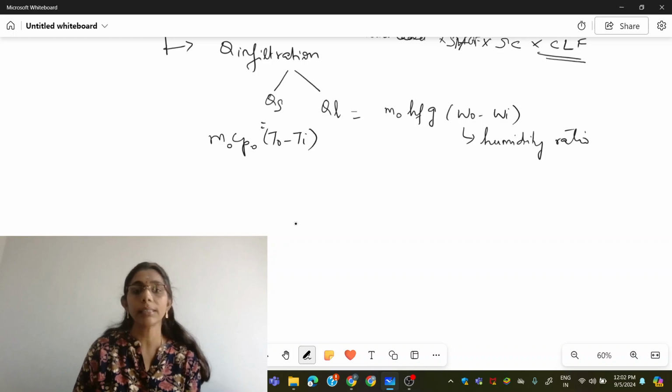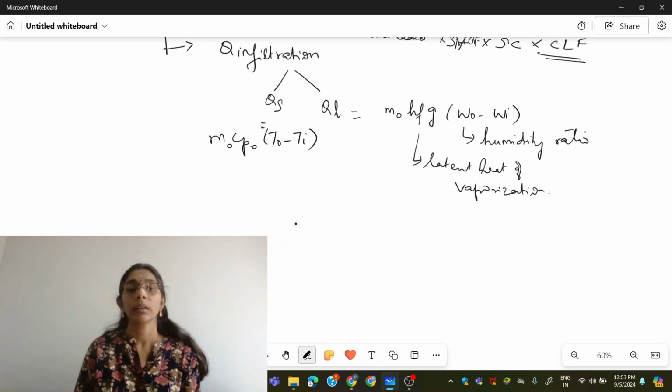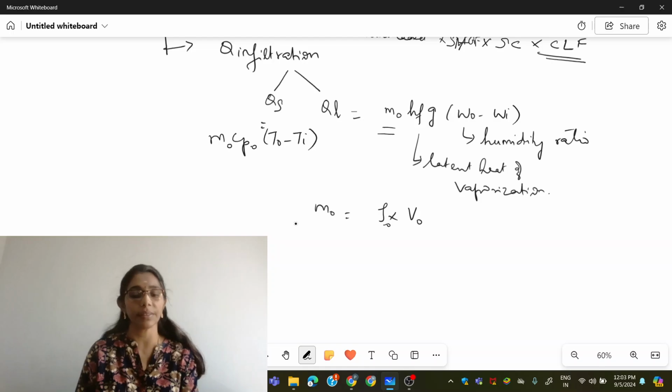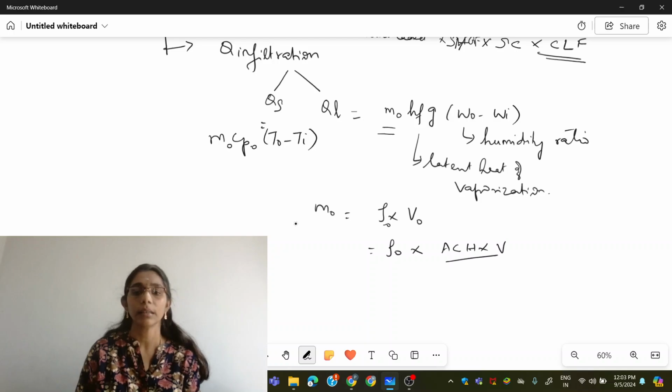This hfg is called the latent heat of vaporization. Is it clear? Okay. Now, we don't know what this m naught is. How to calculate this m naught? We all know mass is density into volume, right? So for outside condition, I'm putting a suffix naught in both cases. Now, this density will remain the same. This V naught is actually calculated by ACH into V divided by 3600.